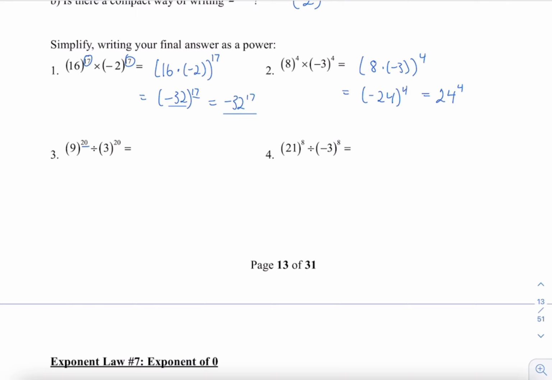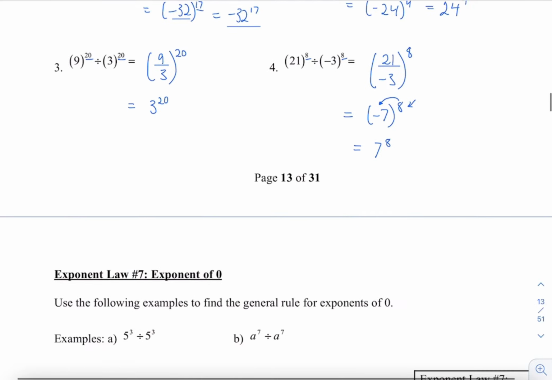So as long as the exponents are the same, I can simplify by dividing the bases, and this is 3 to the power of 20. And here again, we have the same exponent. We have division. 21 divided by negative 3 to the power of 8 is negative 7 to the power of 8. I have an even exponent. The exponent 8 applies to the negative and the 7, meaning I can write this as positive 7 to the power of 8. So we've just added two more exponent laws to our list of laws.